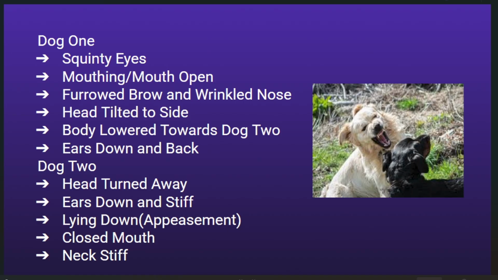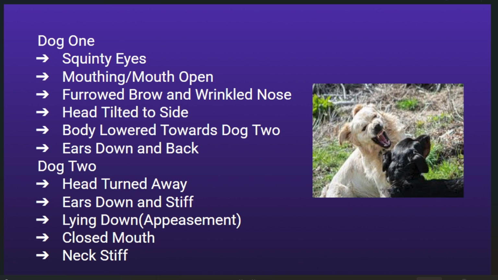Squinty eyes, mouthing or mouth open, furrowed brow and wrinkled nose, head tilted to the side, body lower towards dog number 2, ears down and back. This could be the way this dog plays. Okay, I've seen dogs play a lot fiercer than this. It really depends on who they're playing with.